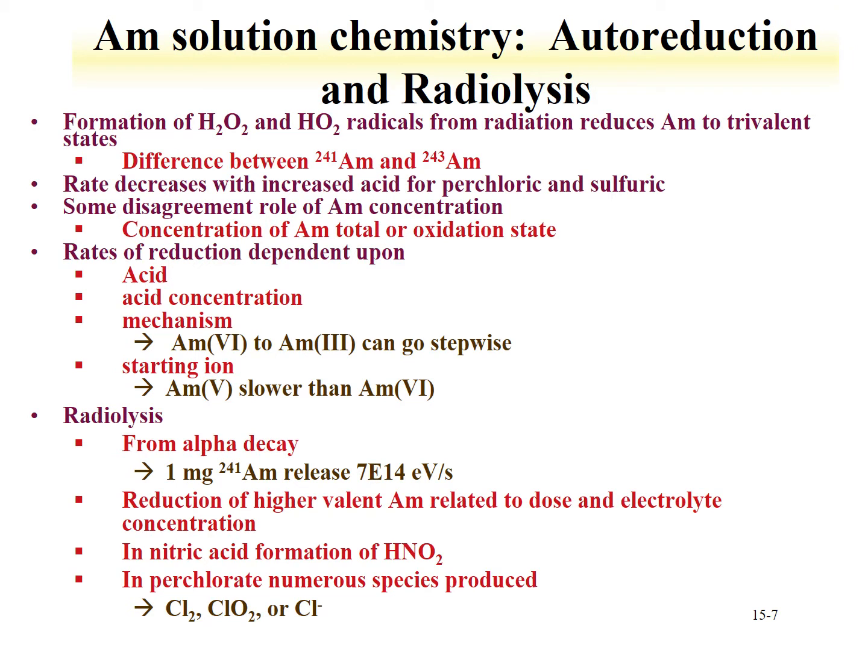A factor that complicates the chemistry of americium is the radioactive decay itself. This can result in autoreduction and radiolysis. When we discussed all the oxidation states of americium, the autoreduction driven through the radioactive decay drives the reduction of species to the trivalent oxidation state. This is due to the formation of peroxide and radicals from the interaction of radiation with water in the solution.